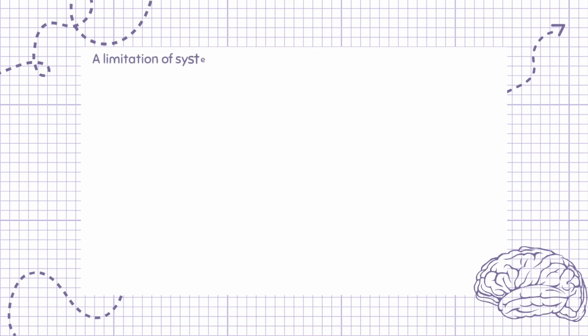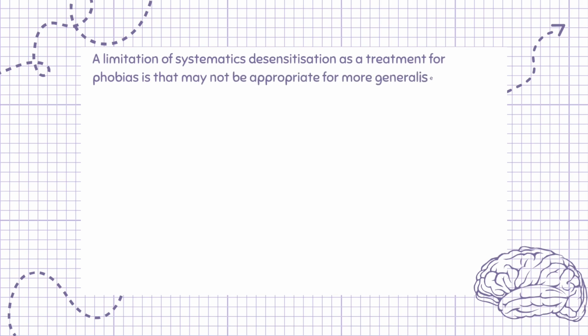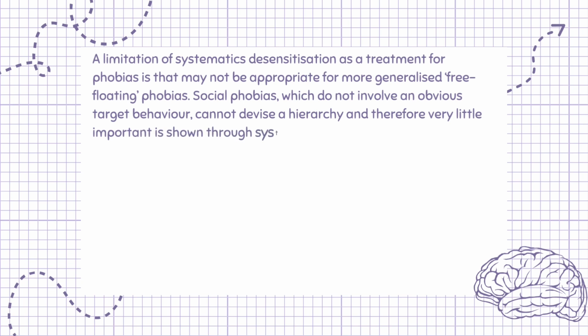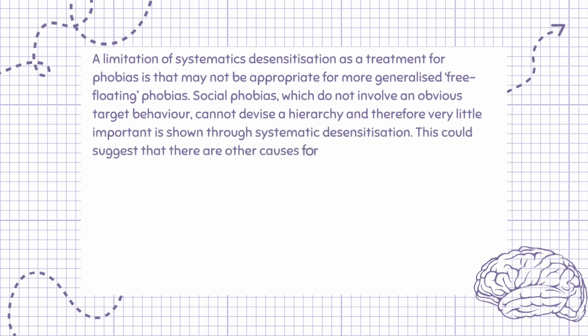A limitation of systematic desensitization as a treatment for phobias is that it may not be appropriate for more generalized, free-floating phobias. Social phobias, which do not involve an obvious target behavior, cannot devise a hierarchy, and therefore very little importance is shown through systematic desensitization. This could suggest that there are other causes for phobias other than classical conditioning.